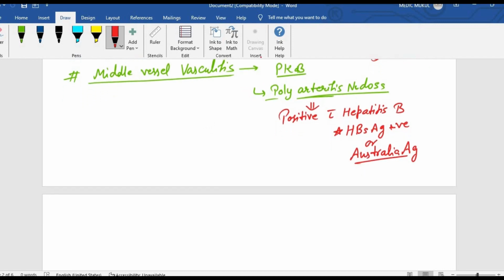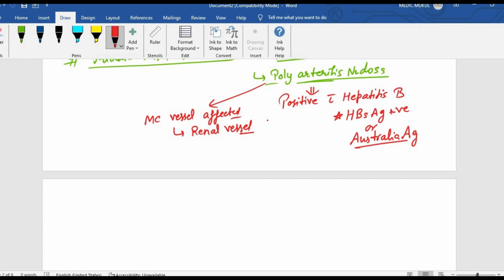Now in case of polyarteritis nodosa, these are all vasculitis, so we should remember which is the most commonly affected vessel in all these conditions. In small vessel vasculitis, we can understand that capillaries or venules will be affected. But in polyarteritis nodosa, the renal vessels will be affected most.